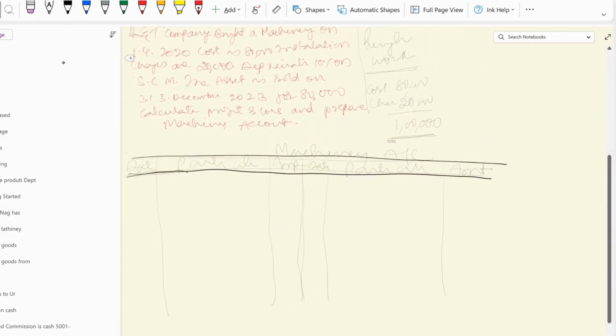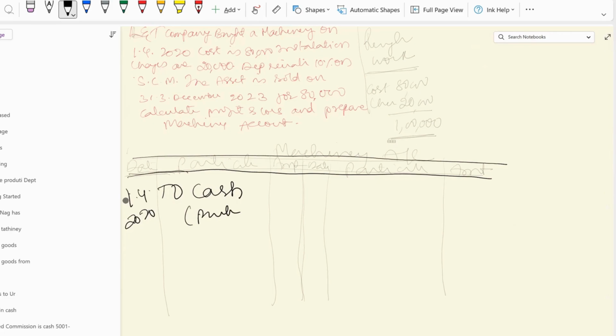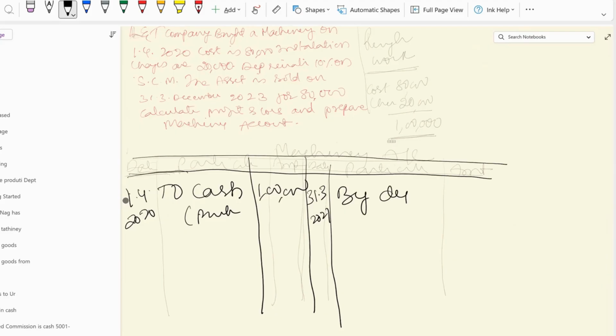Shall we start now? Yes, ma'am. So on 1/4/2020, to cash. If you are purchasing, what will you write? To cash. What is the amount? 1 lakh. And we used this machinery for 1 year. 1 year means on 31/3/2021, by depreciation is 10%. So on 1 lakh, 10% means 10,000. So 10,000 is the depreciation amount.